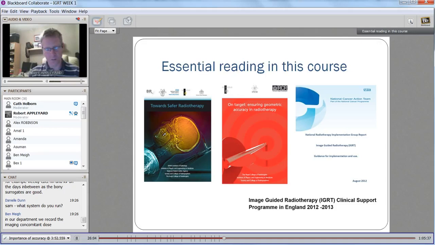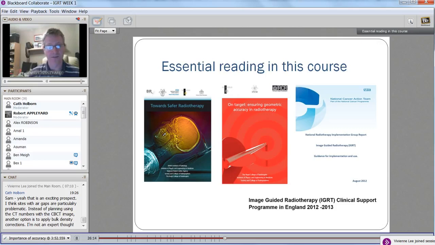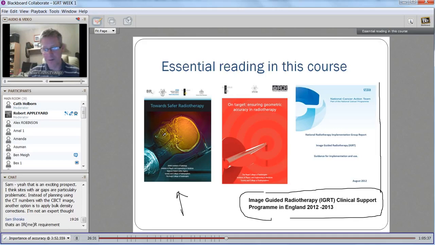And then moving towards what we're up to now, which is the NRIG reports in 2012 and the subsequent report from the leads on the supported documents and the implementation of this. These are the ones on the right hand side that are really worth having a look at and a read through. But as background reading, both of these are essential.